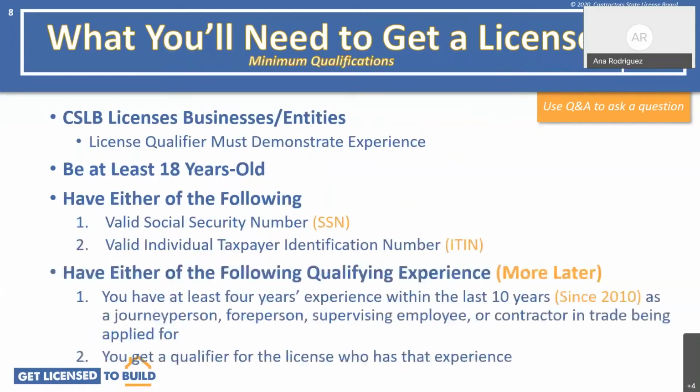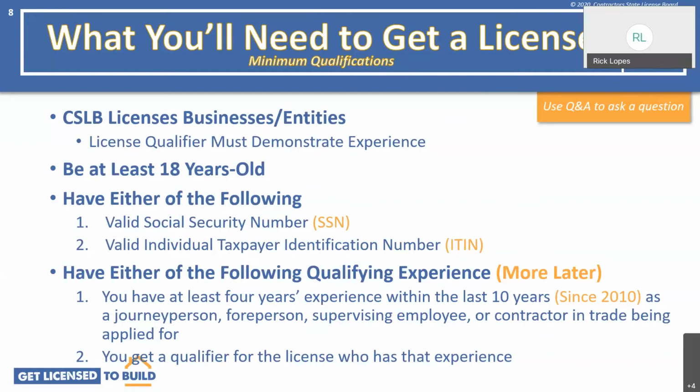So what do you need to get your license? First, it's important to understand that CSLB does not license individuals. We license companies or businesses, which are also called entities. Many entities are one-person operations, but know that every entity, even a one-person operation, must have a qualifier. That's someone who has the minimum experience and is responsible for the operation of the company.